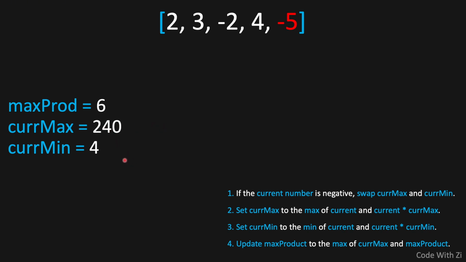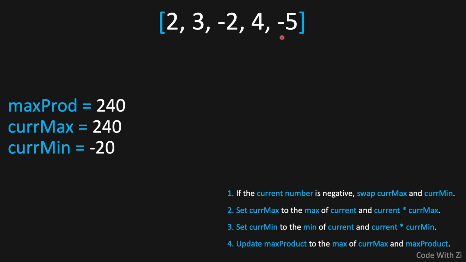And then same thing for current min. It's going to be the minimum between current and current multiplied by current min. Well, our current number is -5, and then -5 multiplied by 4. That's going to give us -20 as our current min. And then we have to update our max product, and that's going to be the maximum value between current max and max product. So maximum between 6 and 240. We're going to pick 240, and that's going to be it.